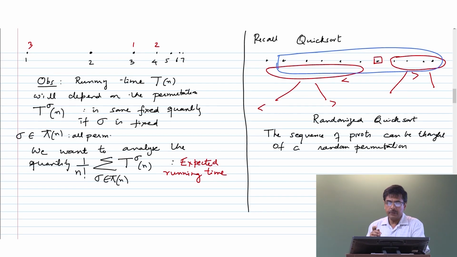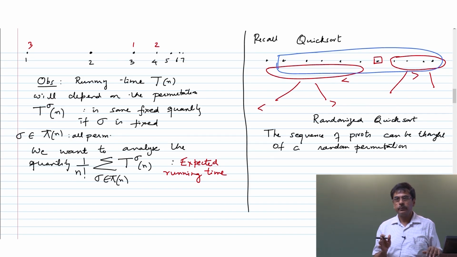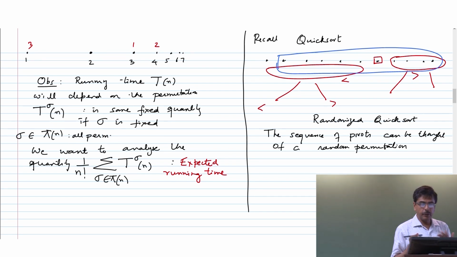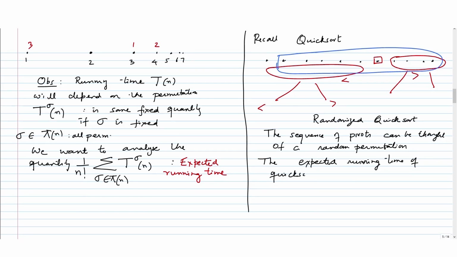So I'm trying to draw your attention between what I just described for closest pair and quicksort. They are actually of very similar nature. So also for quicksort, the analysis of a randomized quicksort is nothing but the expected running time of quicksort, averaging over all sequences of pivoting.